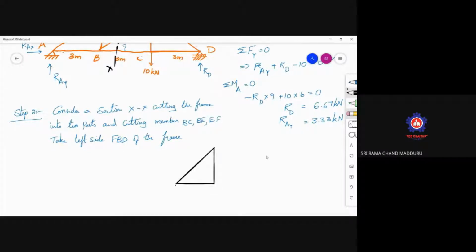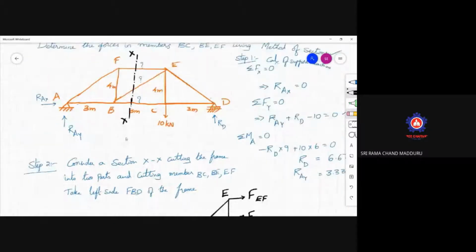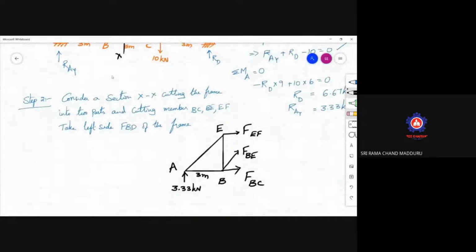When I am drawing the free body diagram here, I should represent them with the forces only. RAX is already 0, RAY is 3.3 kilonewtons, this distance is 3 meters, here a force is there, this is being cut, which is the force in BC. Another member is also cut, so this is the force in BE. Another force is there, the force in EF. So this is B, this part is A, this one is E. After cutting the section, we consider the free body diagram, and this distance is 4 meters.